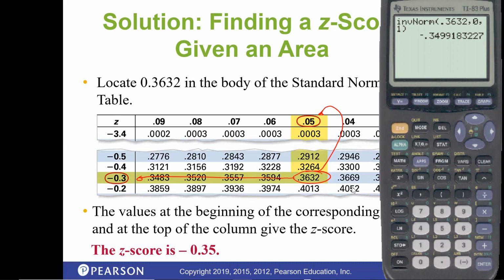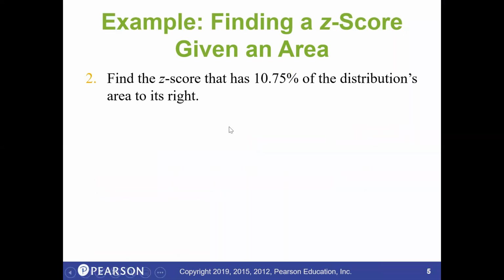Cool. Okay, everybody got that? I can pause the recording if someone didn't get that, but raise your hand if you need help with it. Need help? Going once, going twice, or forever hold your peace. Okay, cool. Awesome, love it. Next one, all yours now. Find a z-score that corresponds to 10.75% of the distribution's area. Ooh, to the right this time. Just trying to mess with you guys now.